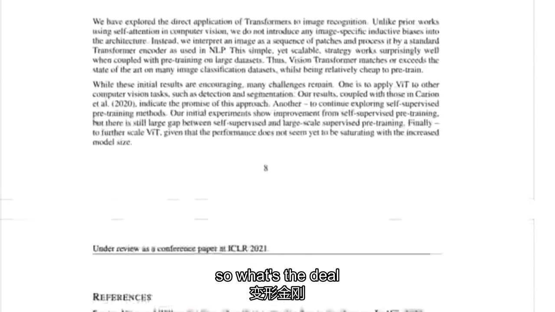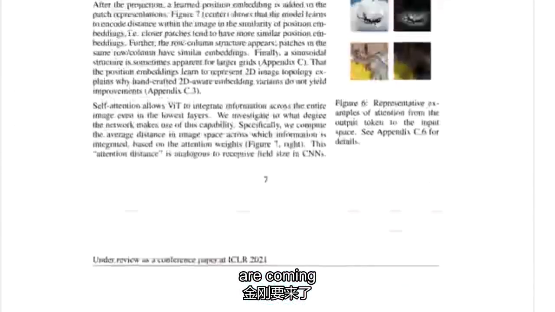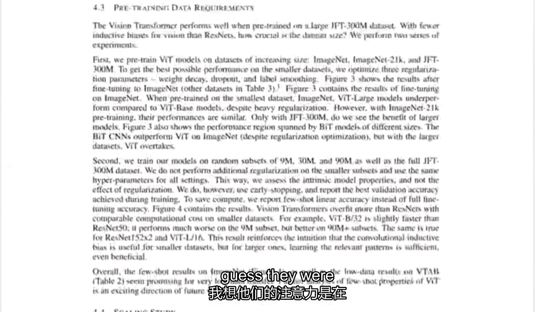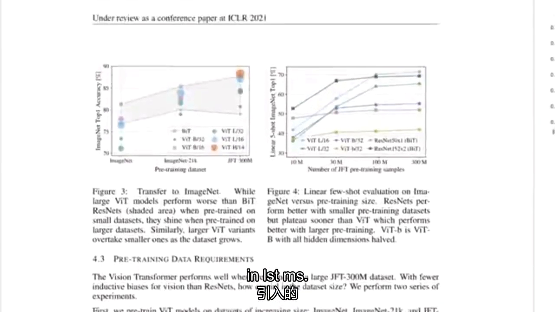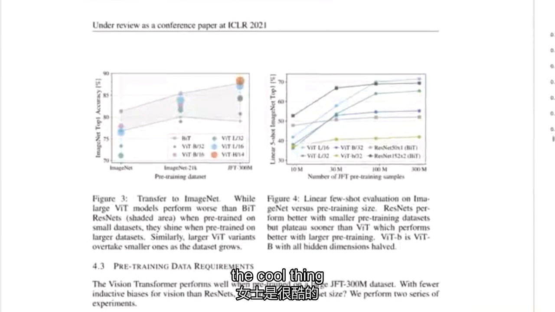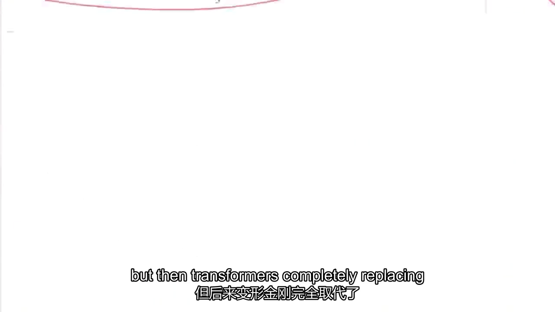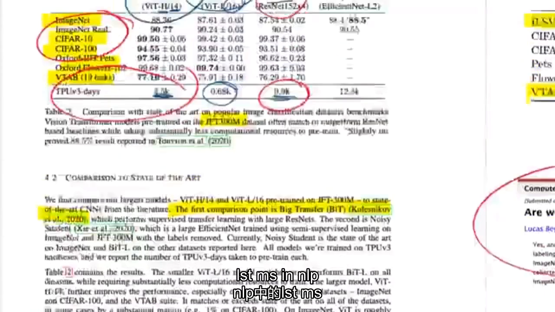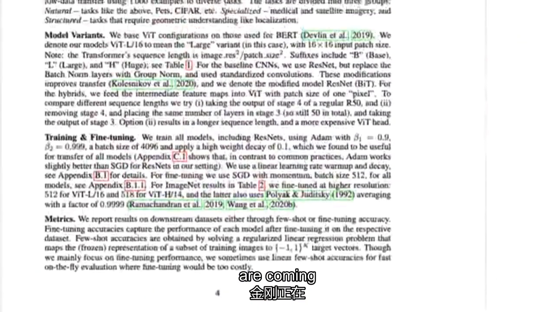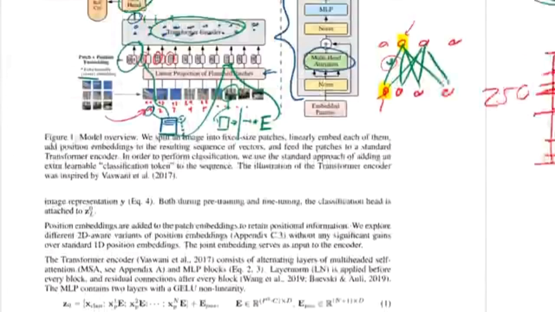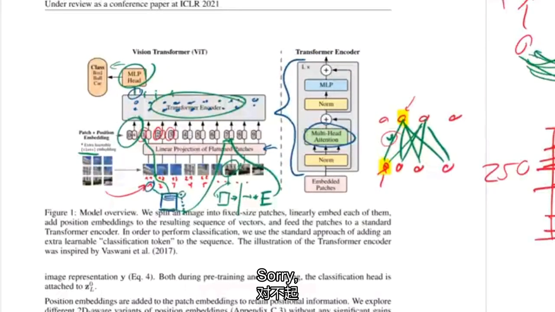Yeah, so what's the deal with transformers? It seems like transformers are coming for everything. So first, attention was introduced in LSTMs. So LSTMs with attention were the cool thing to do, and I think still are in some places in NLP. But then transformers completely replaced LSTMs in NLP, and now transformers are coming for vision. They have been paired with convolutions, now they're replacing them.